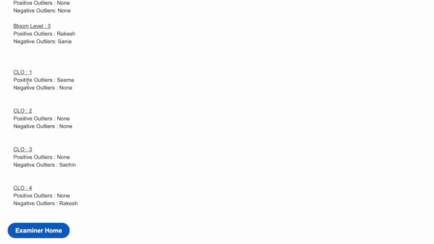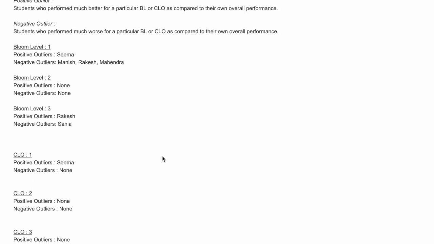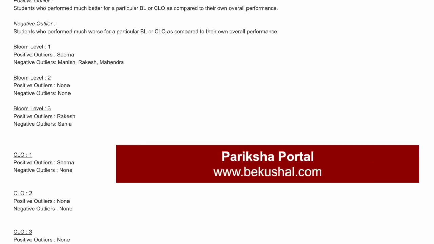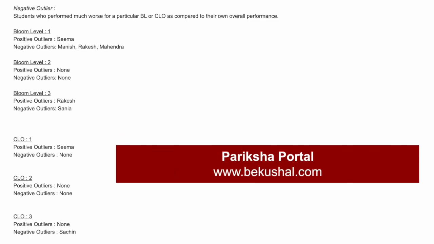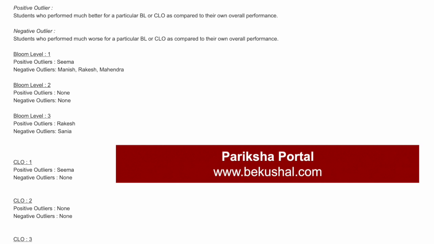Similarly, Seema again is a positive outlier for CLO1. Sachin is a negative outlier for CLO3. So compared to his overall performance, Sachin has performed significantly worse when it comes to CLO3. Similarly, Rakesh has performed significantly worse when it comes to CLO4. So this gives you very detailed insights into student performance, which will help you in giving personalized feedback which your students can use to make effective use of their study time.